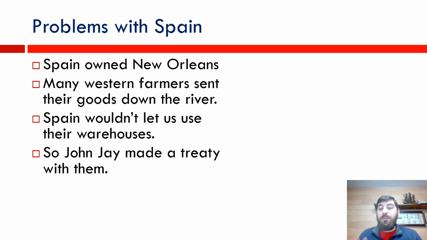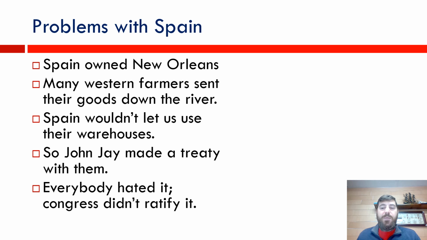So John Jay, remember him, very important founding father, he went to Spain and made a treaty with Spain, allowing us use of New Orleans. However, everyone hated it. They thought John Jay gave too much power to Spain and didn't get enough in return. So Congress refused to ratify it, and it did not become law. And we're just all mad at Spain and not able to use their warehouses.